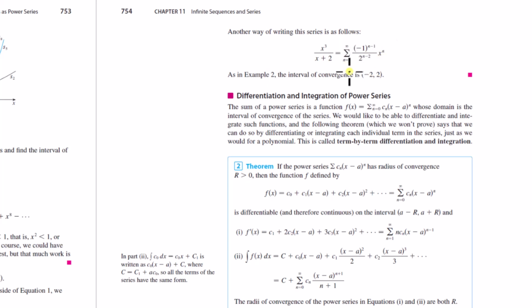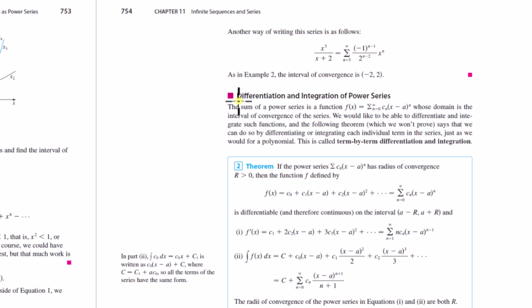That's what we're going to do. If we have a common ratio like this, but the coefficient on each term is not constant, so it's not technically a geometric series, we'll just do the ratio test. We'll determine the radius and the interval of convergence.